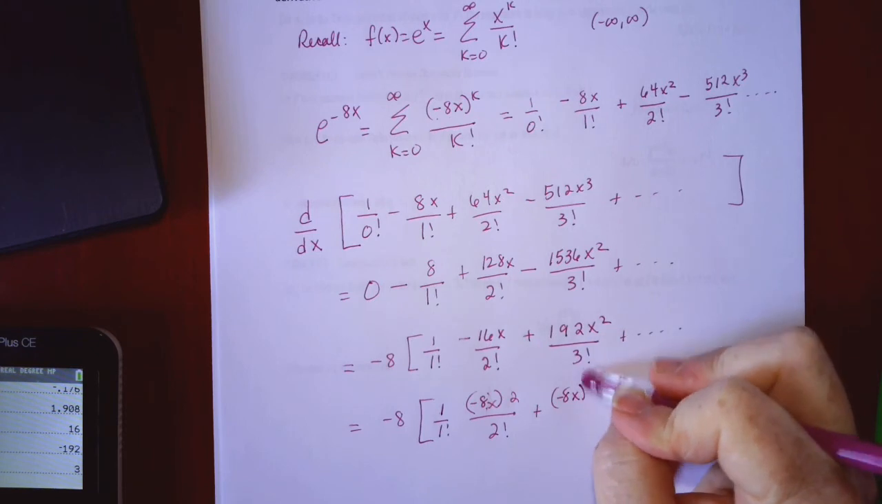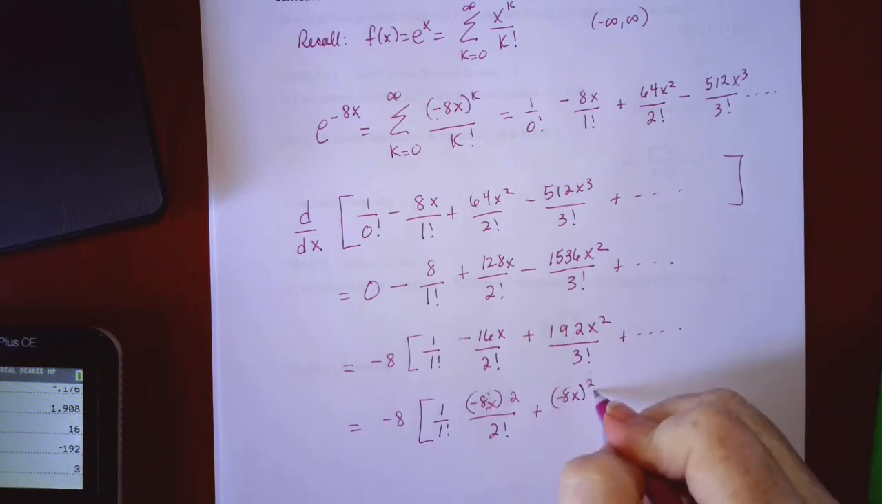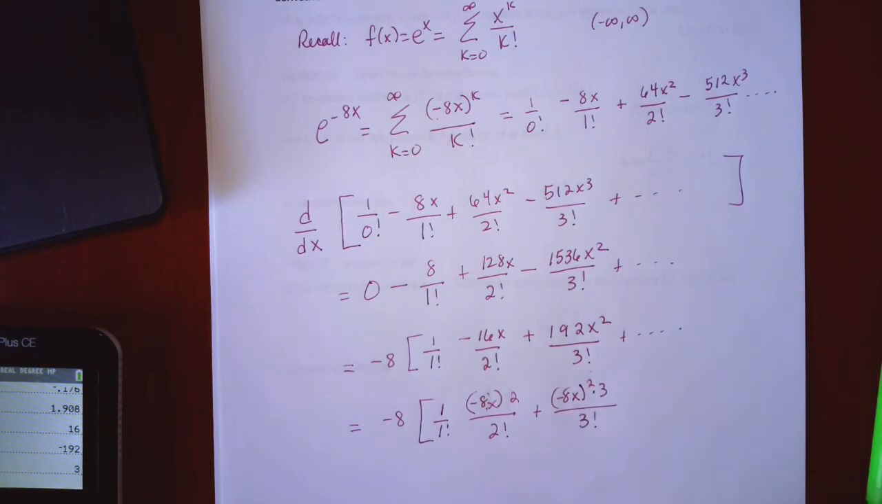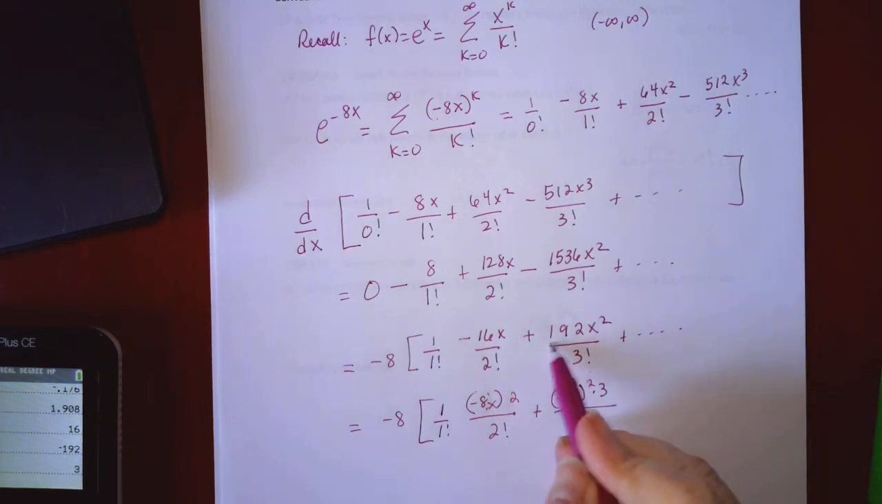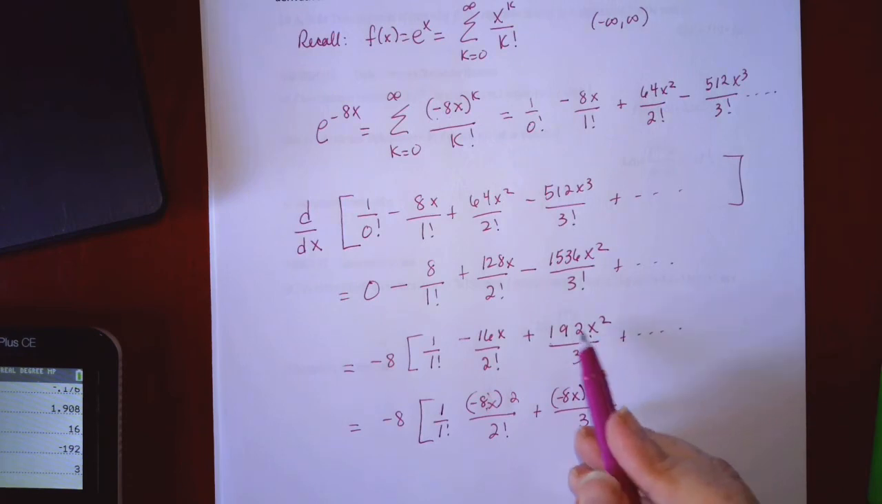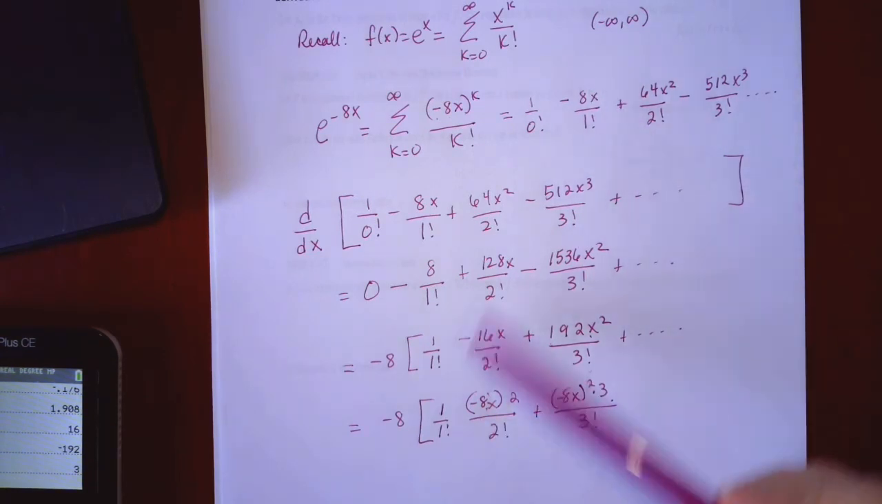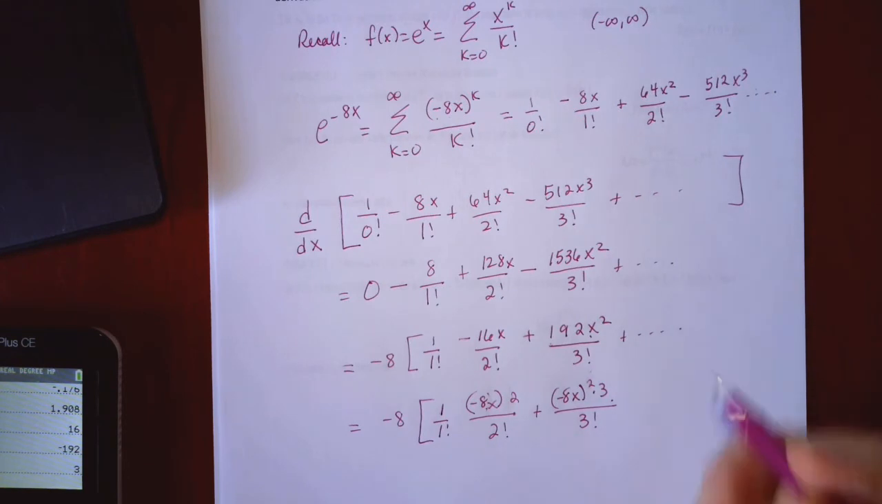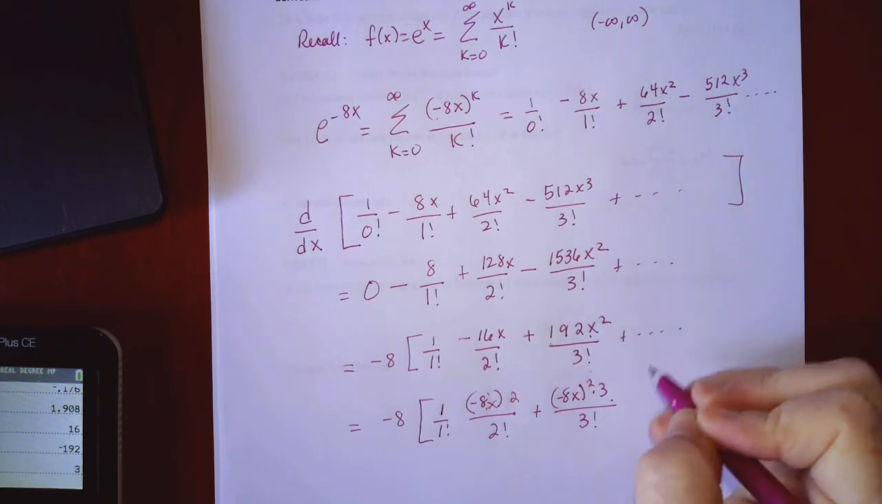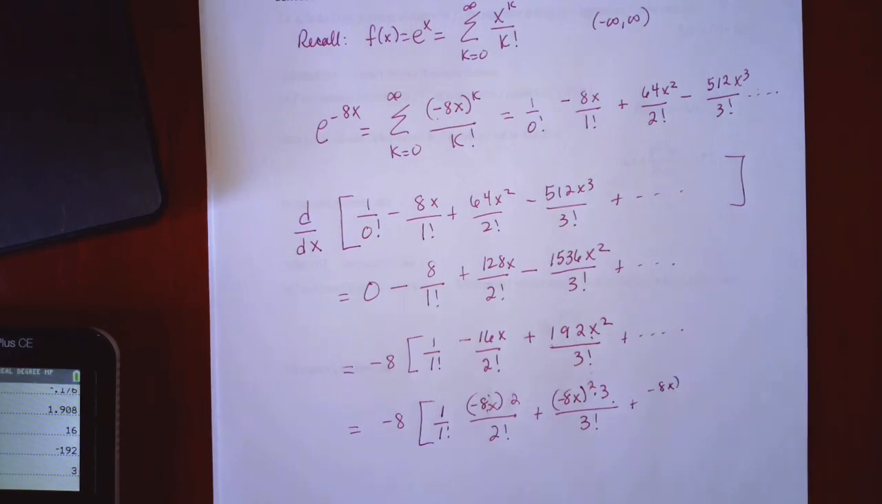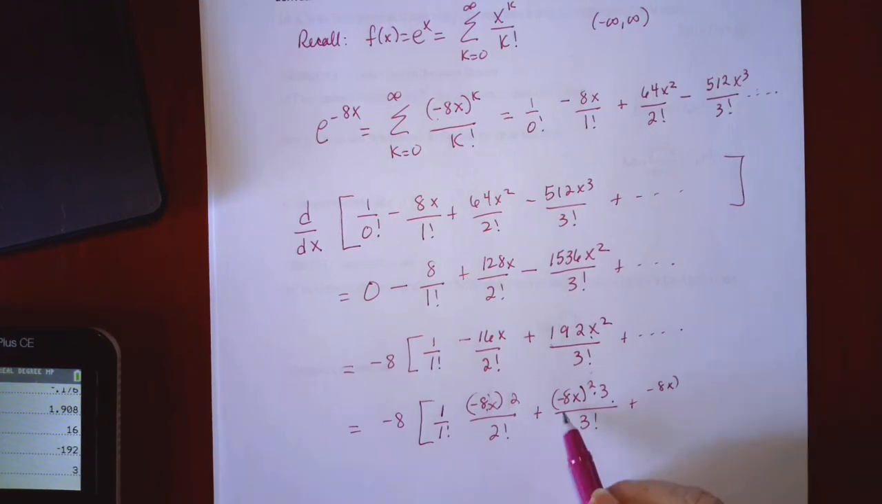No, 8x squared, sorry. Times 3 over 3 factorial, because 192 divided by 64 is 3. That's where I'm getting that. Why am I doing that again? Remember, I'm trying to figure out if I've got these terms up here. The next one we would have a negative 8. No. Because no. I have negative 8x squared, which is 64x squared.